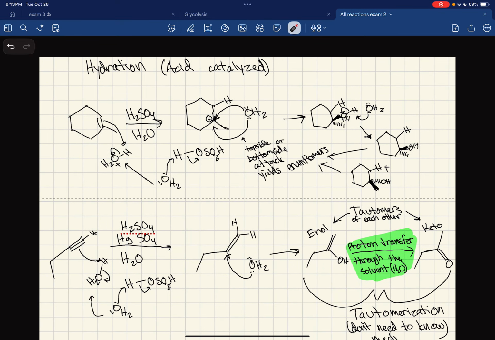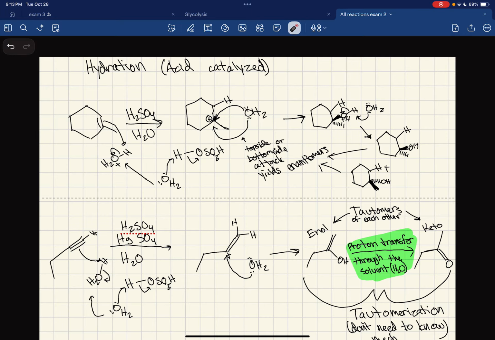Hydration, acid catalyzed. All right, so typically the first thing that happens, H2O, H2SO4, strong acid and a solvent, is this one will definitely happen like this because the alkene is way less basic than a water group. So the water group is going to deprotonate the acid to start, and I drew that right here actually. And then the alkene is going to come in and attack the protonated water.